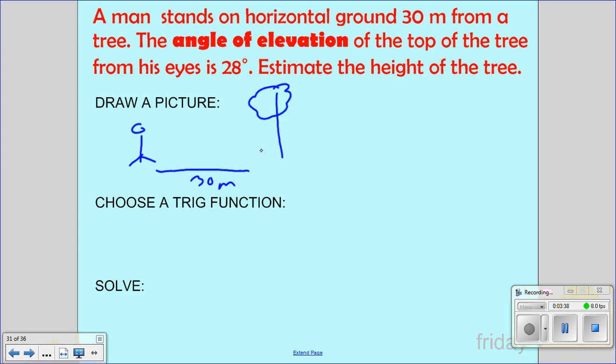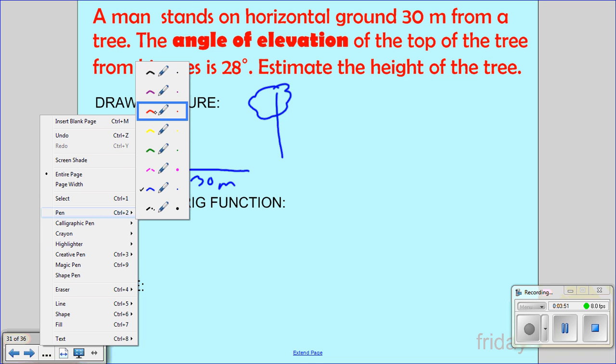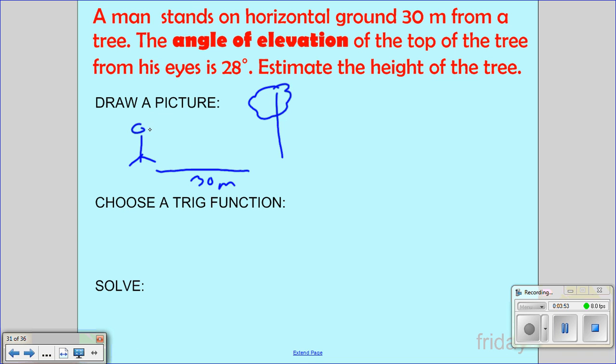The angle of elevation to the top of the tree from his eyes, so his eyes would be up here, right? On his head, of course. So let me draw my horizon. And he's looking upwards to the top of the tree, and this corner right here would be the angle of elevation.